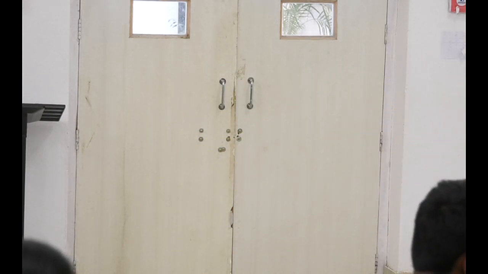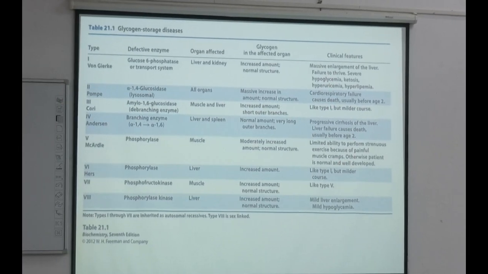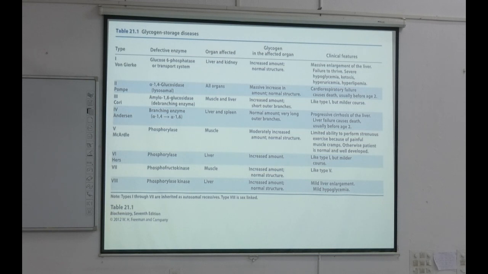Now, can we remember like this? What you have to remember: the type 1, 2, 3, 4, 5, 6, 7. We have to remember the defective enzyme. We have to remember the organ affected. We have to remember the clinical features. This part is optional for you. So 5 rows, 5 columns and 7 rows.